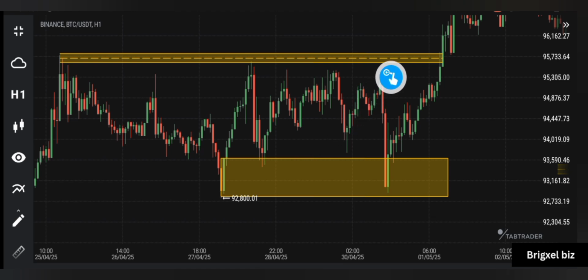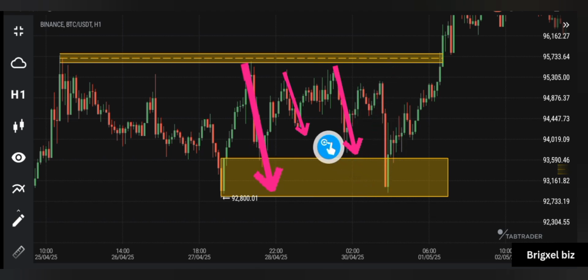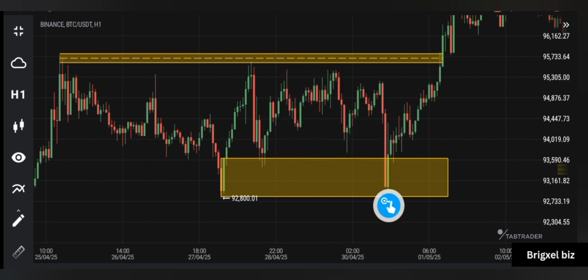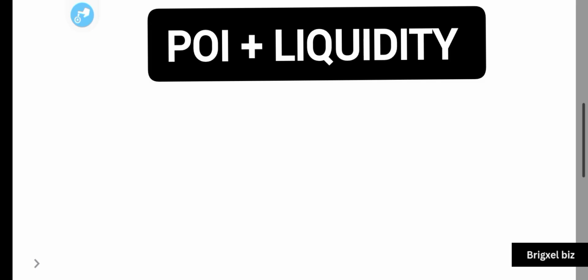From here, the market went down, swept all of this liquidity here, all the structural inducements here, all the structural liquidities here. This spike, all right, swept all of that money, and what happened after that? The market moved up. Now let's look at how you can use the concept of liquidity we just talked about, and something like POI. POI means point of interest, to start predicting the direction of the market.